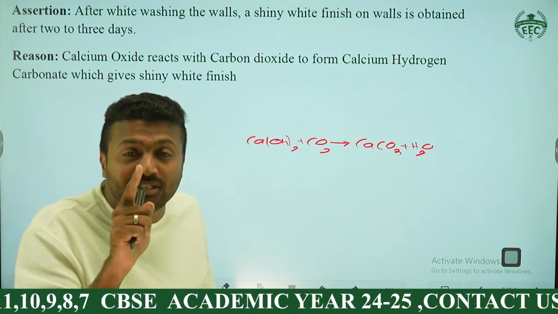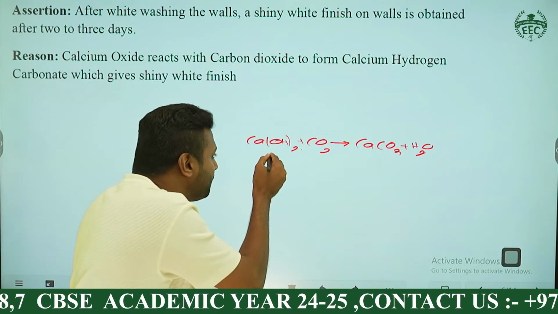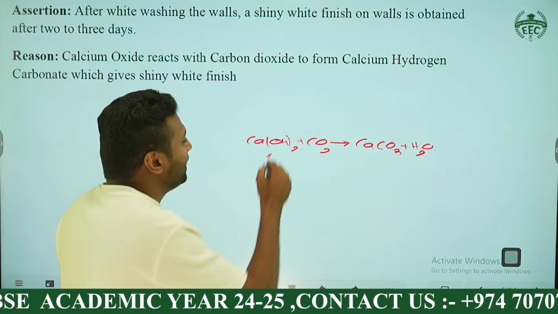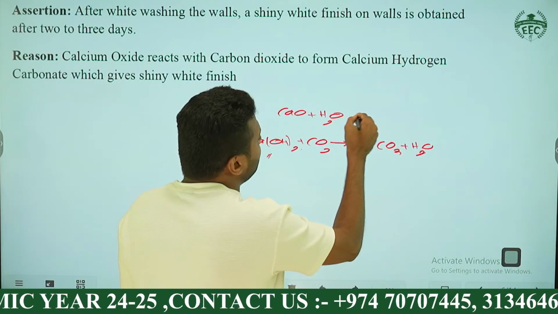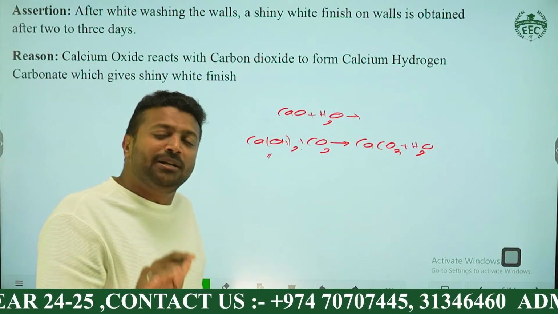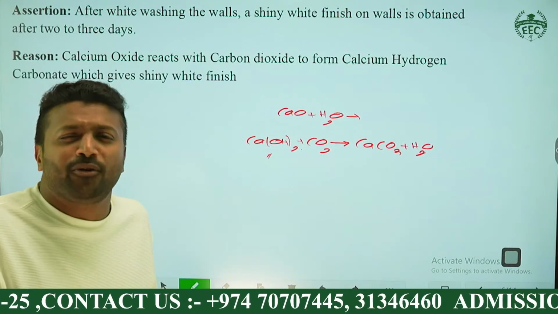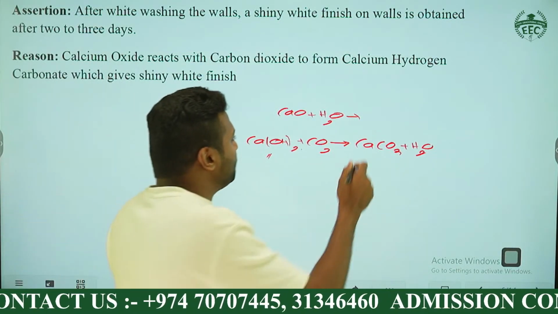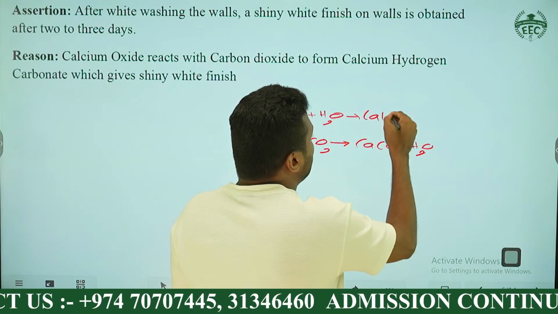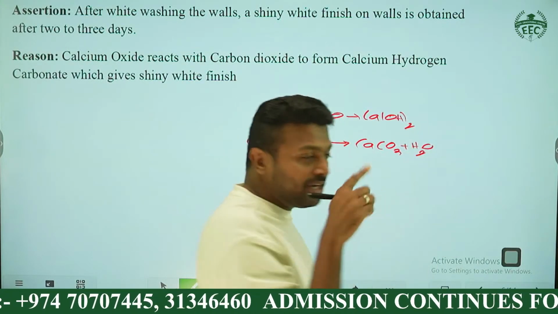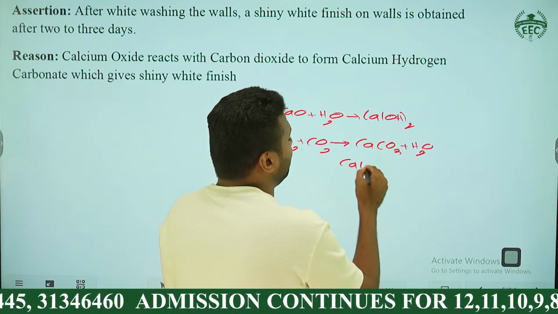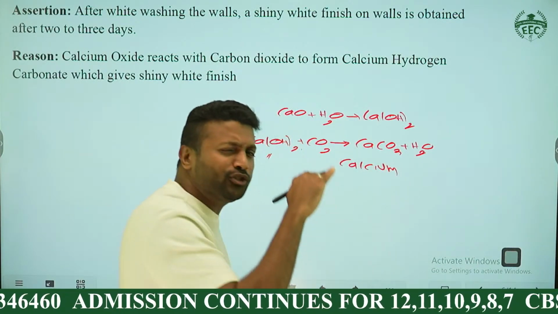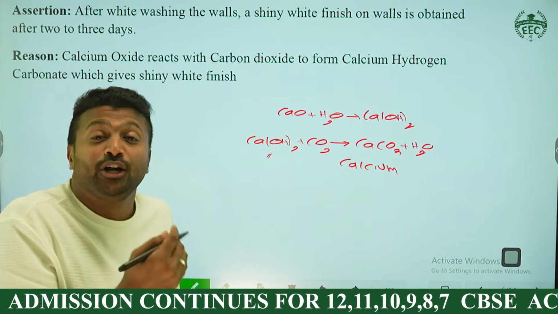What is used in whitewashing is calcium hydroxide, formed by combining calcium oxide plus water. So what is used directly in whitewashing is calcium hydroxide, called slaked lime, because it gradually reacts with carbon dioxide, forming calcium carbonate, and this calcium carbonate gives a shiny smooth surface after 2 to 3 days.